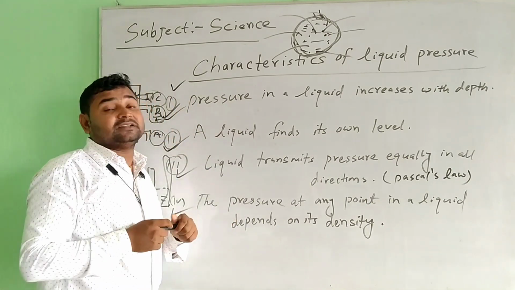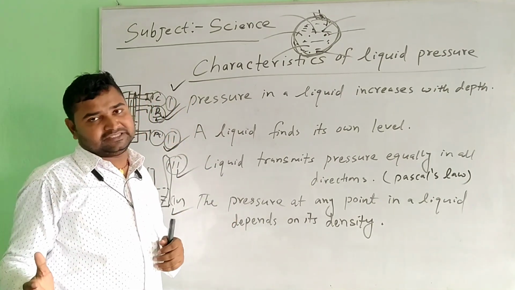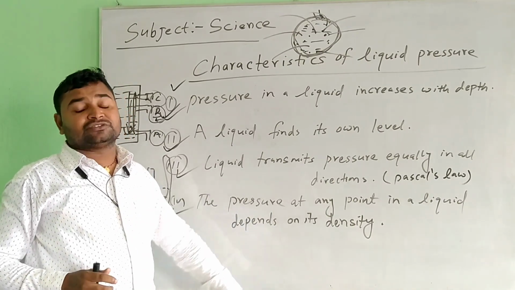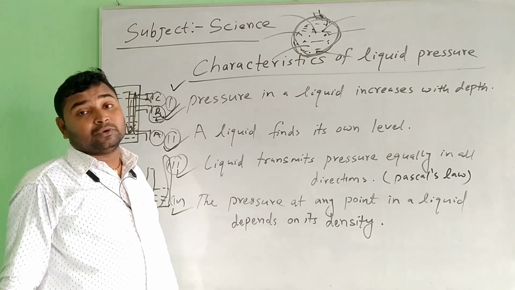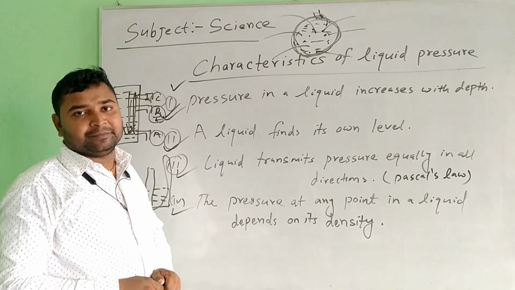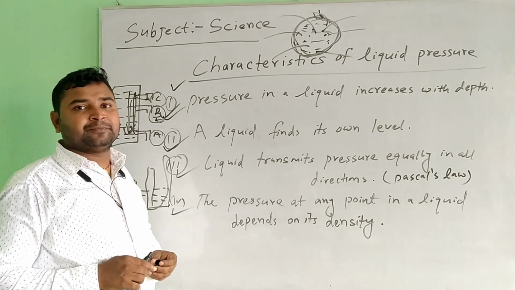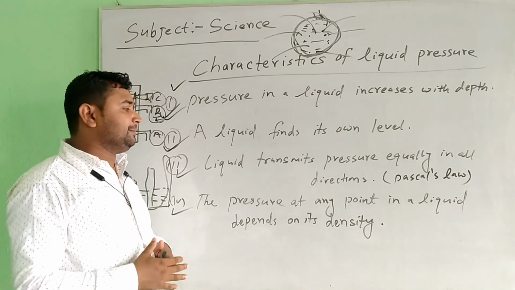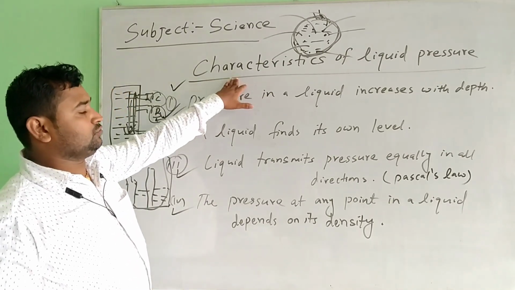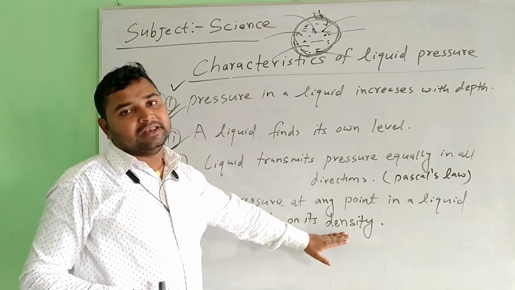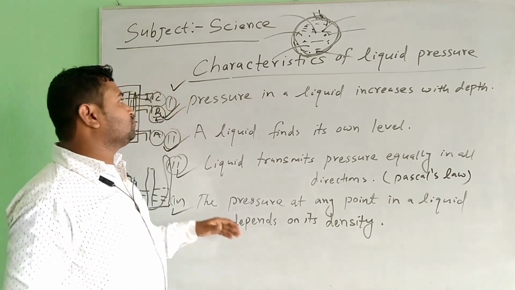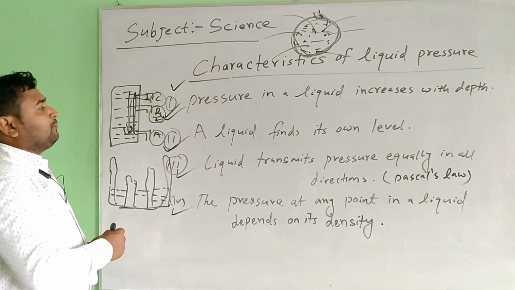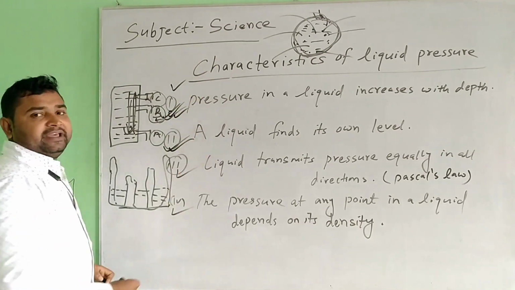Now the fourth one is that the pressure at a point in a liquid depends upon the density, because the density is different in different liquids. Take the example of water. The density of water is 1000 kg per meter cube. In this way, all liquids have different densities. It means the liquid pressure depends upon the density. So there are four characteristics of liquid pressure. We have to note them properly. Okay, thank you class.